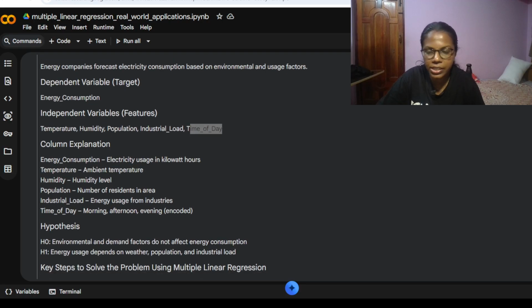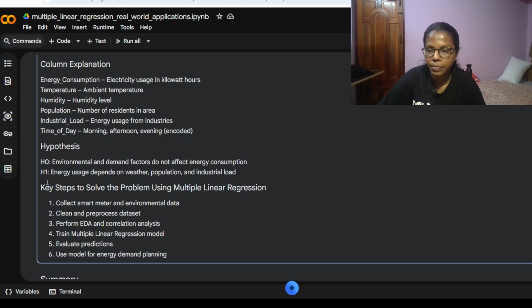So now let's try to understand the columns clearly. Energy consumption is all about electricity usage in kilowatt hours. Temperature is about ambient temperature. Humidity is about humidity level, the amount of moisture in the air. Population is all about the number of residents, the number of people in a particular area. Industry load says the energy usage from industries, from a company. Time of day, whether it is morning, afternoon or evening, directly influences my energy consumption.